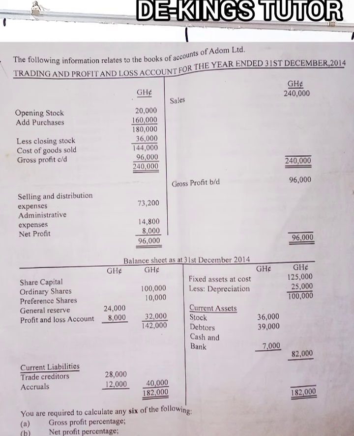On the asset side, we see the fixed assets, the depreciation, the current assets, and also the current liabilities. Now the question is, you are required to calculate any 6 of the following, but we're going to answer all of them.